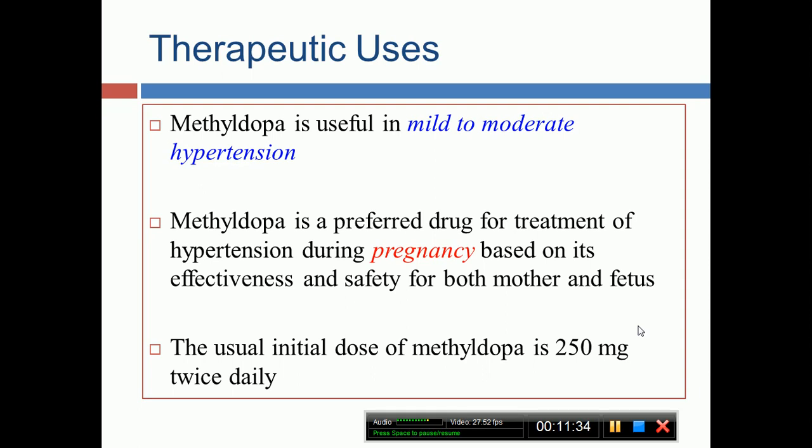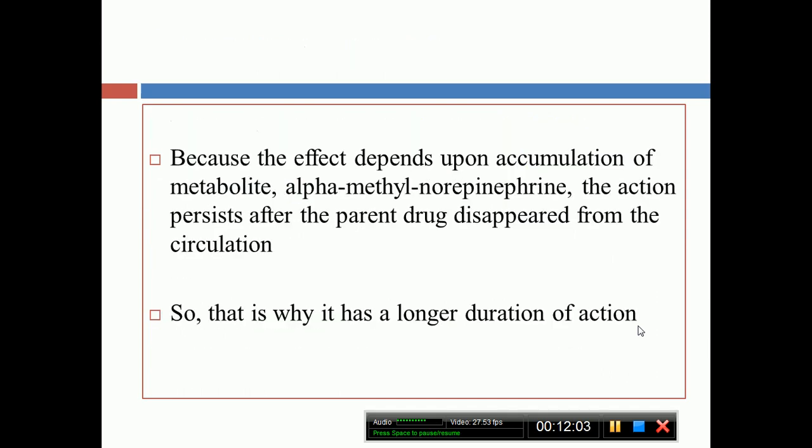Therapeutic uses are the diseases in which the drug is actually used. Methyl dopa is useful in mild to moderate hypertension and is a preferred drug for the treatment. It is a drug of choice for the treatment of hypertension during pregnancy, based on its effectiveness and safety for both mother and fetus. The usual dose is 250 milligram twice a day.